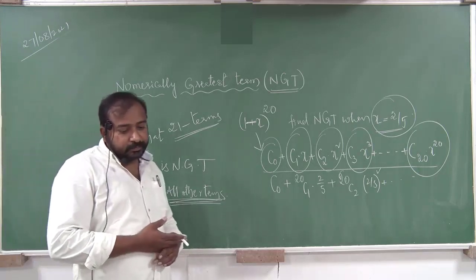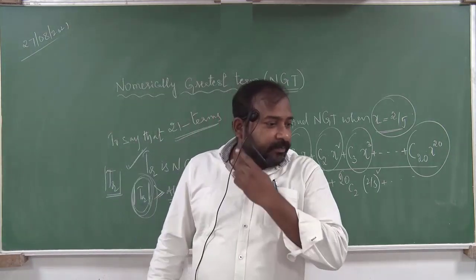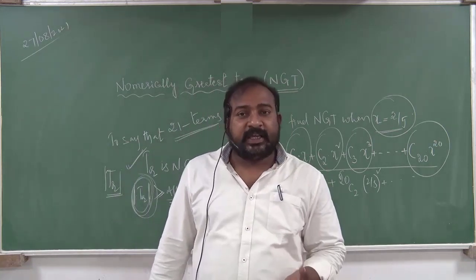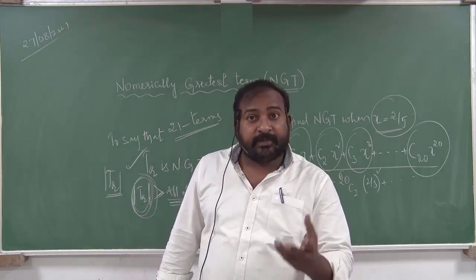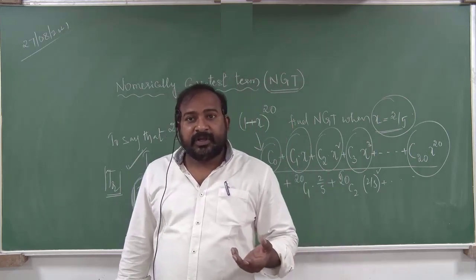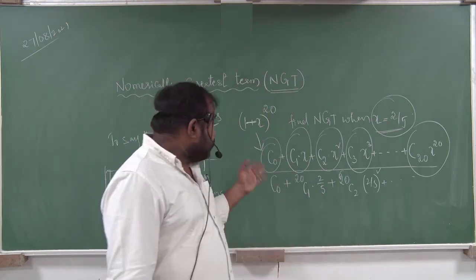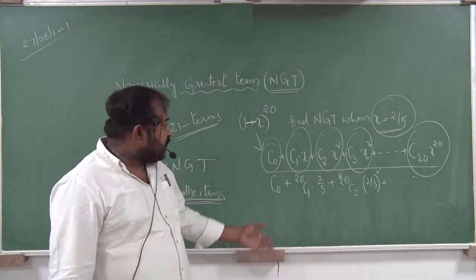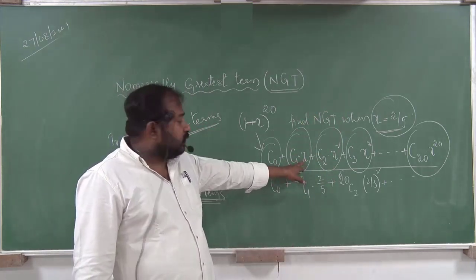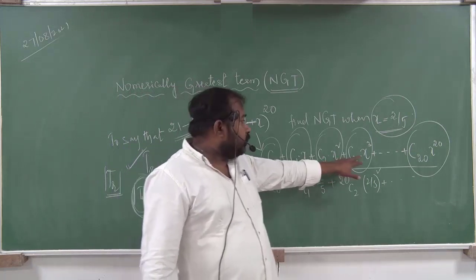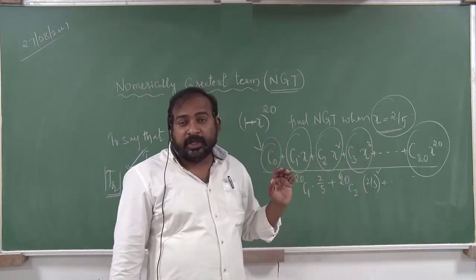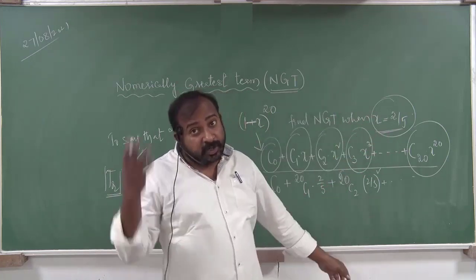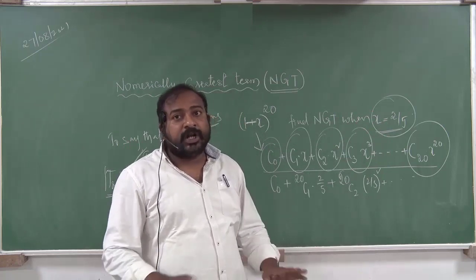Now here is the question: how can we identify that this particular term is the numerically greatest term? That is important. In general, it is not possible to compare each and every term by giving x the value 2 by 5. For example, if we replace x with 2 by 5, we get 2 by 5, 2 by 5 squared, 2 by 5 cubed, up to 2 by 5 whole power 20. Can we compare each and every term? 2 power 20 by 5 power 20 means a very huge calculation, so it is not possible.